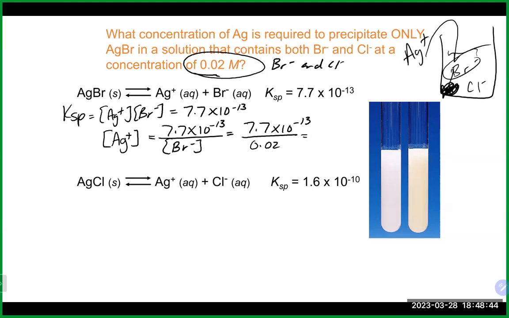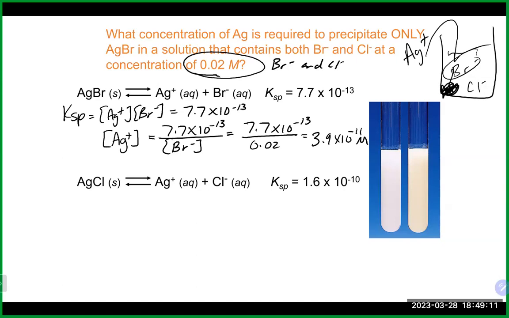And when we do that, 7.7 times 10 to the minus 13 divided by 0.02 gives us about 3.9 times 10 to the minus 11 molar.